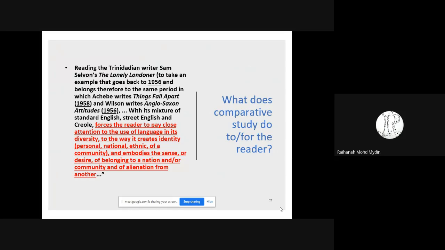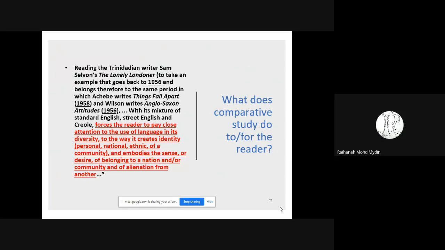These three texts will force the reader to pay close attention to the use of language in its diversity, to the way it creates identity, both personal, national, ethnic, or even a community or a tribe and so forth, and embodies the sense or desire of belonging to a nation or community, and of alienation from another. So all three texts focus on these collective themes of a sense of belonging. And what happens if you're not part of a community? You feel a sense of alienation.